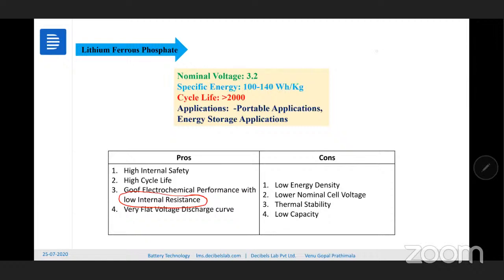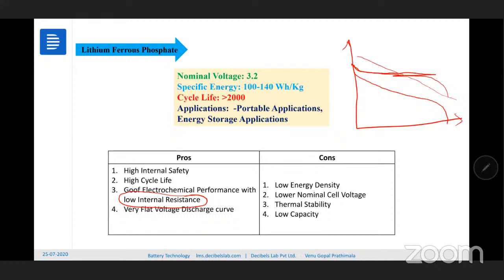What is a flat voltage discharge curve? For different technologies, different voltage profiles will be there. If you look at lead acid technology, it will look something like this, whereas lithium ion follows something like this, and for some lithium ion technologies it is something like this. For lithium iron phosphate, it is almost a flat discharge curve. There are advantages and disadvantages to a flat discharge curve. The advantage is that we can operate the cell at that particular voltage for a longer period of time.